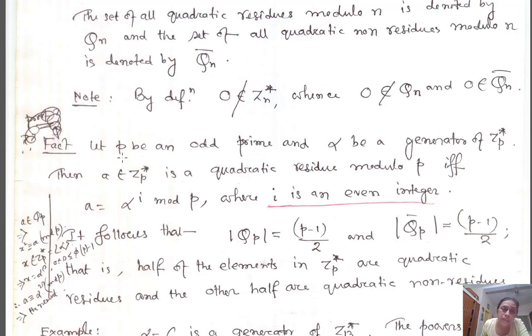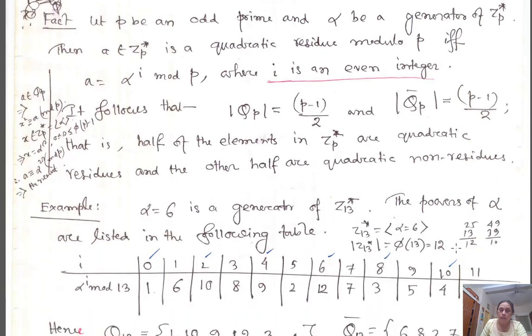In case p is prime, how many elements are there in Zp star? P minus 1 elements. Half of them are quadratic residues and half of them are quadratic non-residues. We will discuss these proofs, a few proofs we will go through. Actually, it follows from this fact. If you can prove this, from there you can argue this one.